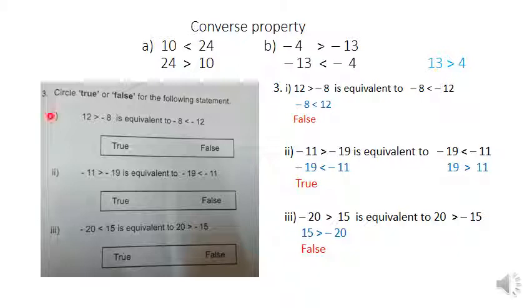Before we discuss number 3, you have to understand converse property. Look at example A. 10 is less than 24. How to write converse property? 10 on the left, 24 on the right. When you want to write converse property, you write 24 on the left and then 10 on the right.